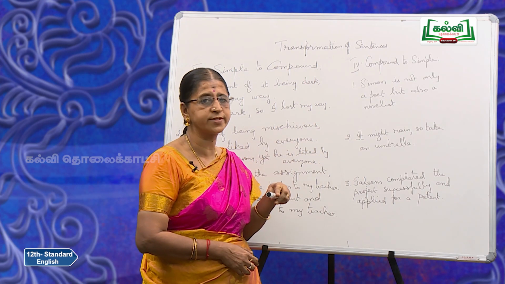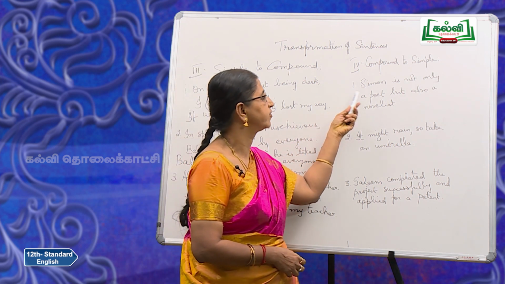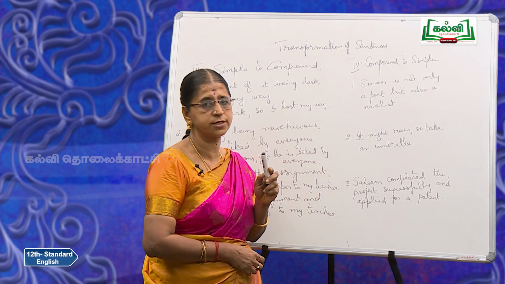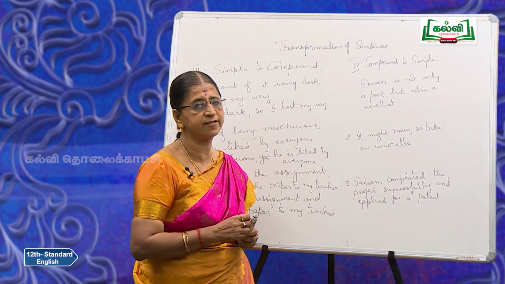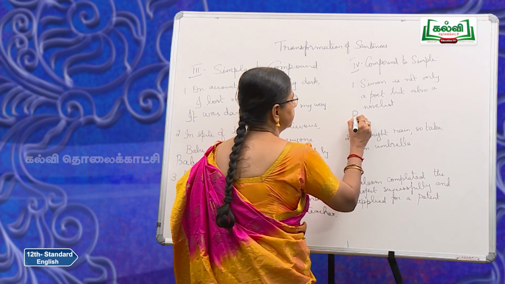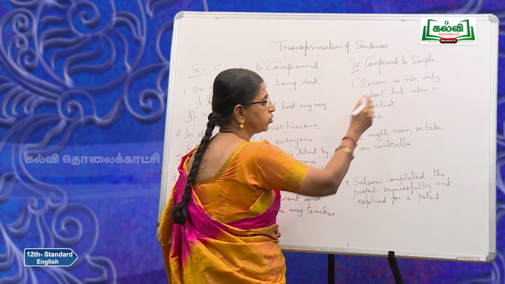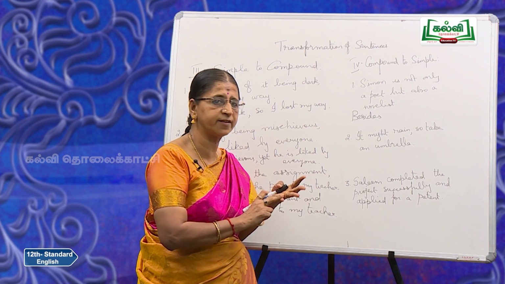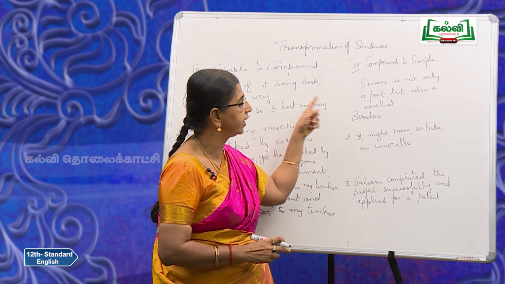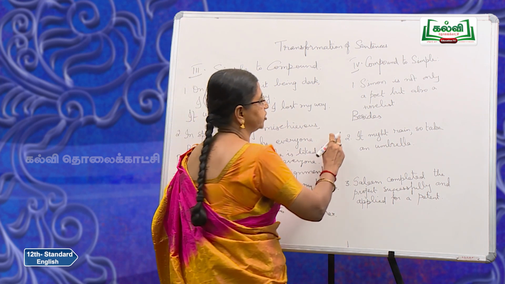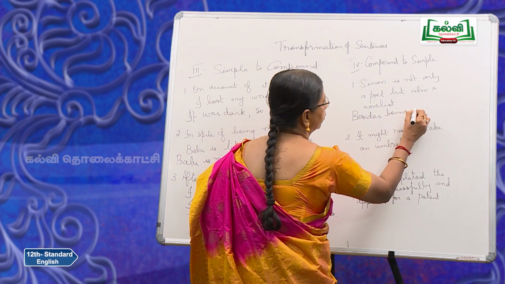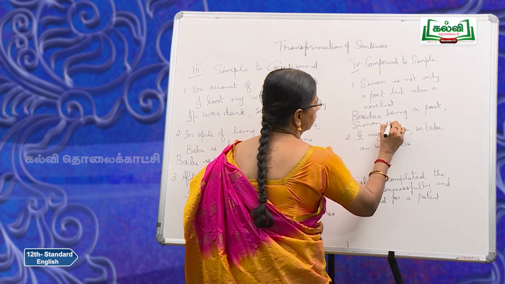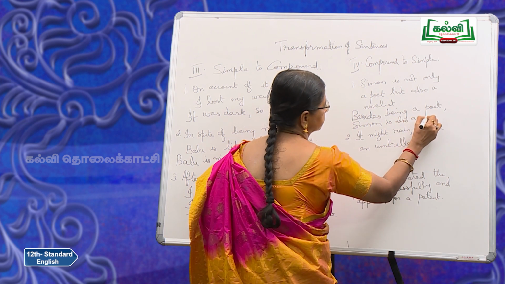You are going to convert compound sentences into simple sentences. Now, Simon is not only a poet, but also a novelist. So, not only, but also. When you get this structure, you replace it with besides. So, besides, I have already told you whenever you get is or was, now you can change it into be plus ing. If you get is or was, you replace it with be plus ing. Besides being a poet, comma, Simon is also a novelist.